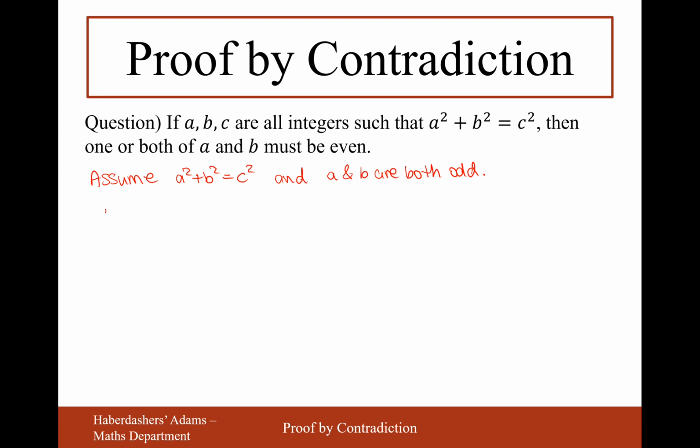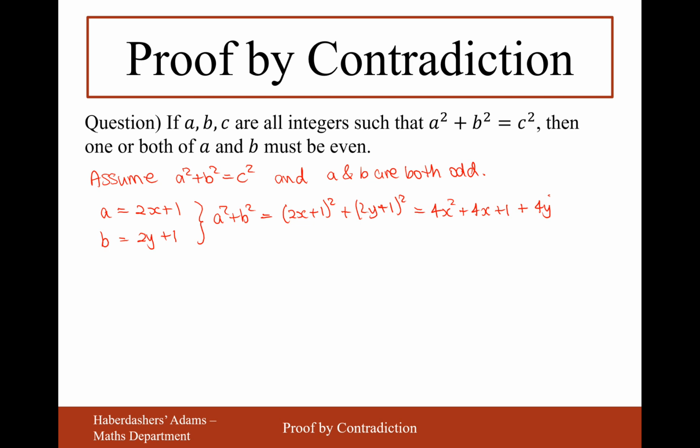Okay, so let's get started then. A is odd, so it can be represented as something like 2x plus 1. And B is odd as well, so that can be represented as something like 2y plus 1. And then when we take these two expressions and we do A squared plus B squared, we're going to get 2x plus 1 squared plus 2y plus 1 squared. And then that's going to equal, so let's expand the brackets on both of these, 4x squared plus 4x plus 1. And on the second one, it's going to be 4y squared plus 4y plus 1.